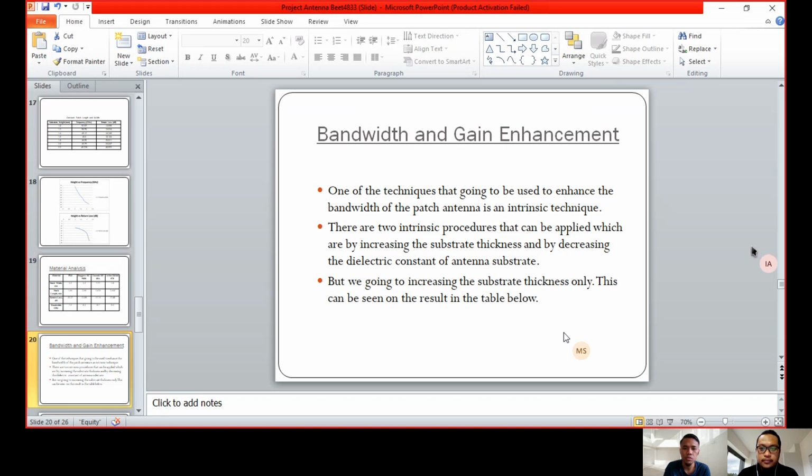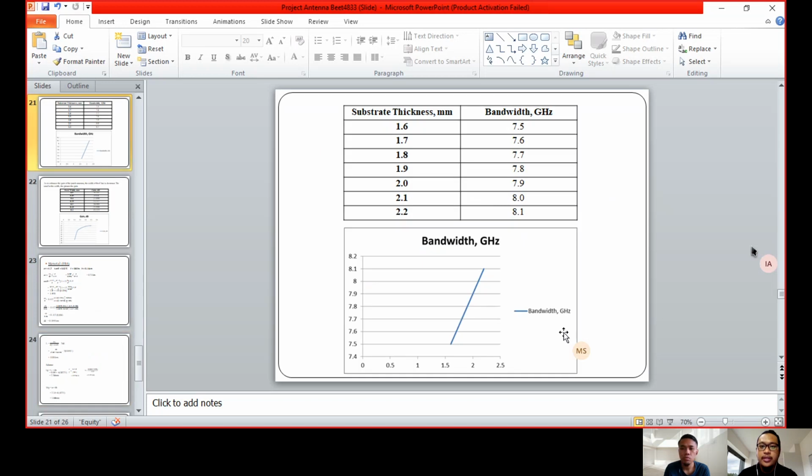To continue this presentation, for the bandwidth and gain enhancement, one of the techniques that can be used to enhance the bandwidth of the patch antenna is an intrinsic technique. There are 2 intrinsic procedures that can be applied, which are increasing the substrate thickness and decreasing the dielectric constant of the antenna substrate. But we are going to increase the substrate thickness only. This can be seen in the results in the table below. As we increase the substrate thickness, the bandwidth increases.